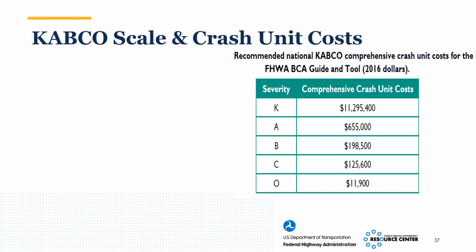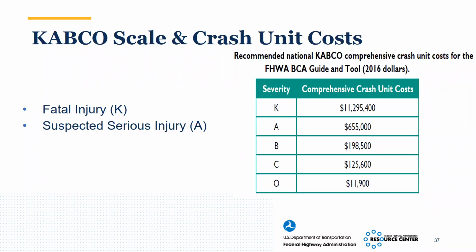Some of you may be familiar with what's called the KABCO scale. Again, in the FHWA guide, there are recommended crash costs assigned to each one of those severity levels. So for K crashes, which relate to fatal crashes that result in fatalities, the recommended crash cost is a little over $11 million per crash.